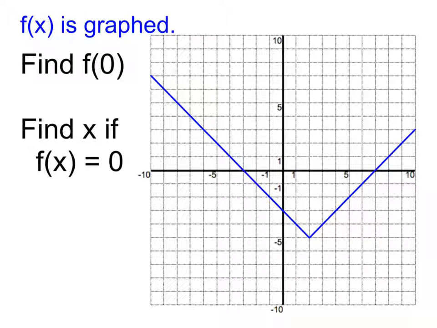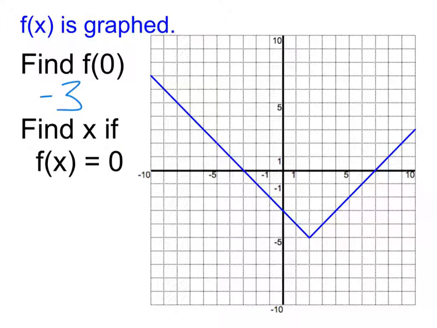And so whatever's in the parentheses, remember, that is x. And so it's basically saying our x-coordinate is 0. So we're right along this line here. So let's see where the graph has an x-coordinate of 0. Happens at that point. Okay, so what is our y-coordinate there? Negative 3. Therefore, f of 0 equals negative 3.